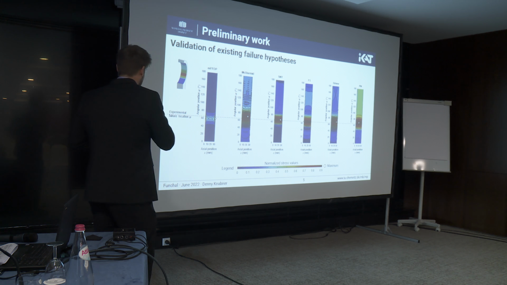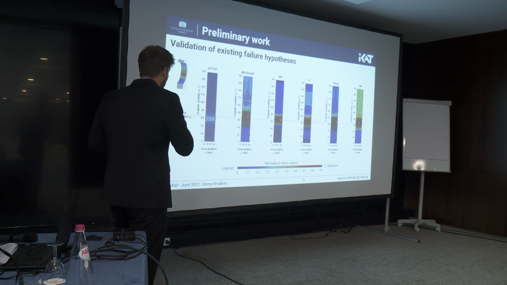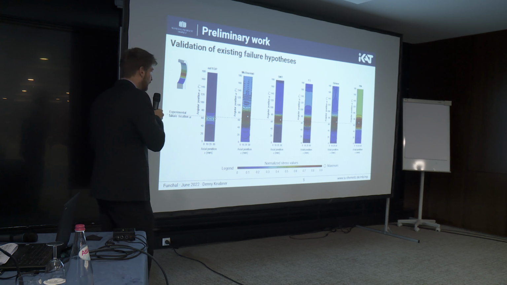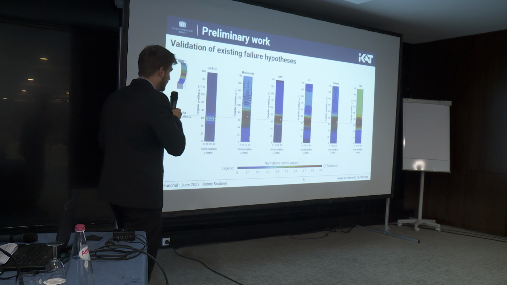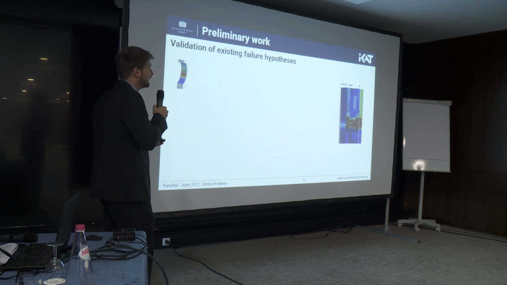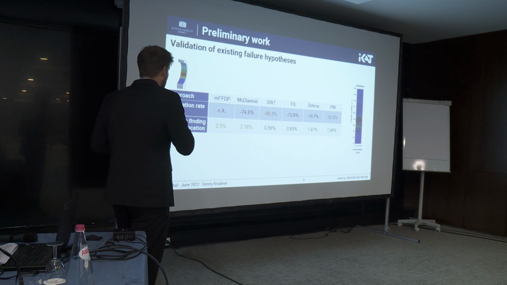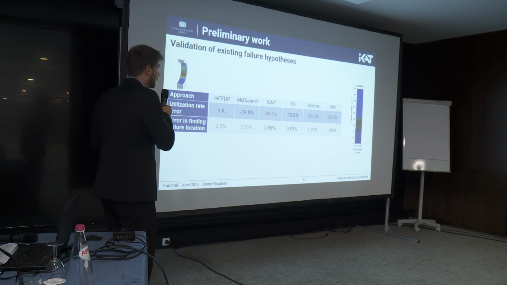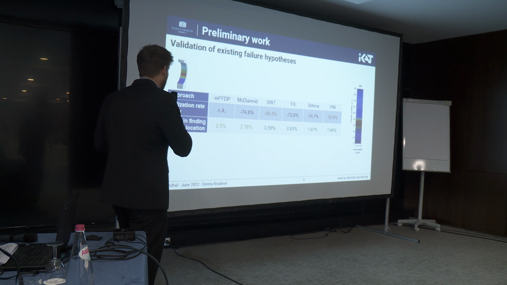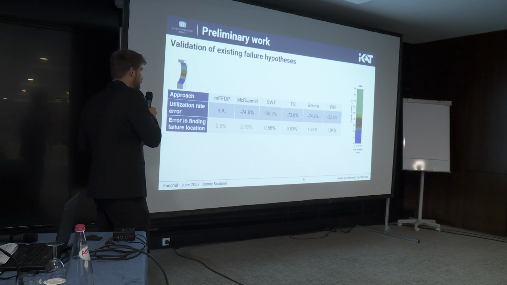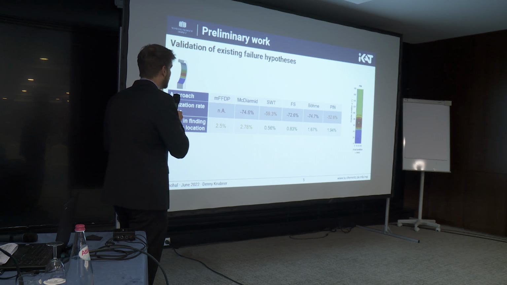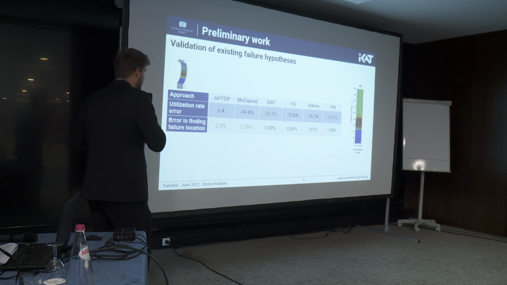You can see here as a reference, the dotted line is our experimental location of failure, and these white spots you can see here represent the maximum of the hypothesis, and from the failure location aspect these are very good. But if we now take a look at the degree of utilization, we see that it's far away from what we want. The best hypothesis is this PIN by Papuga with a failure of minus 52.6%, and the rest is more far away.